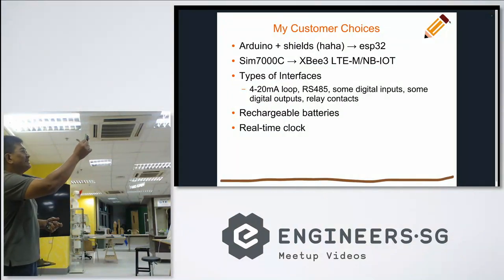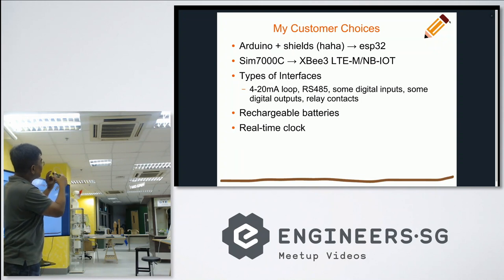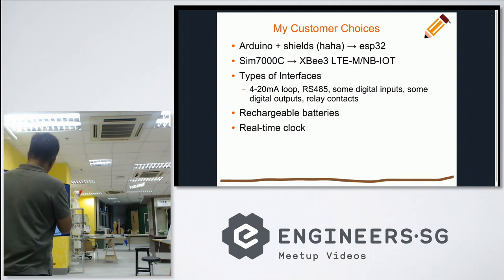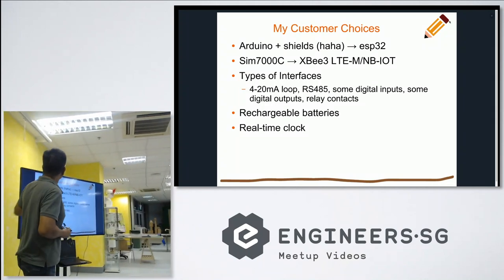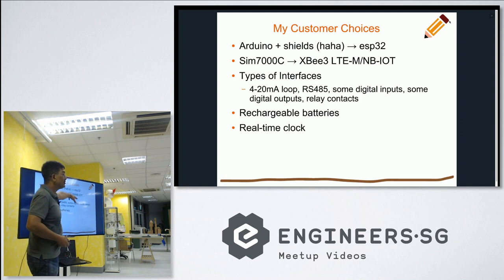This is a pretty cheap development board. It's got the XB header on it too, so it's useful for me to try programming this thing, so we're not relying on the Arduino. We finally discussed and agreed to use the ESP32. So the SIM7000 is now the XB LTE-M or NB-IoT.